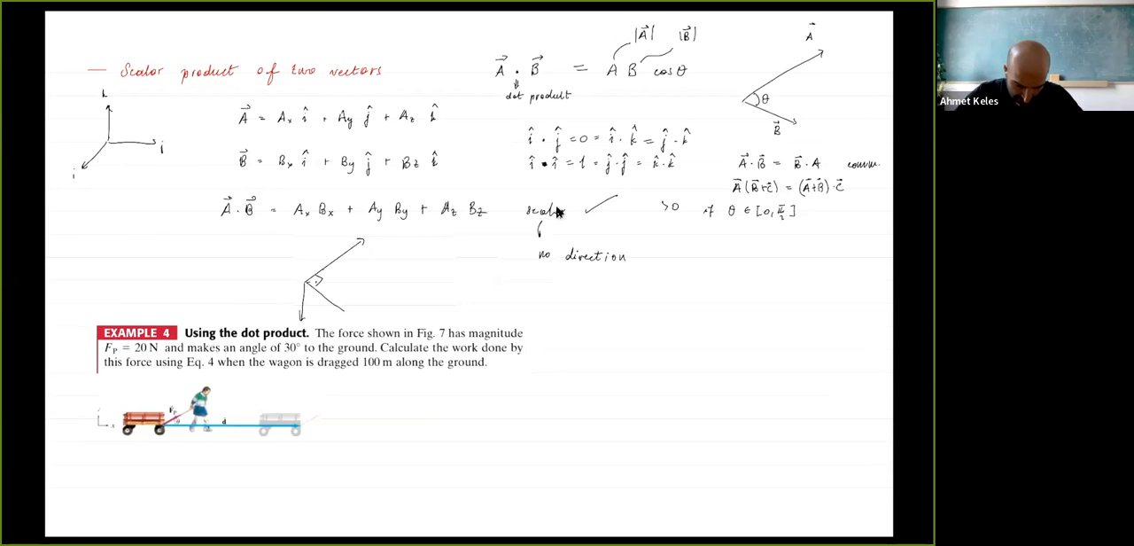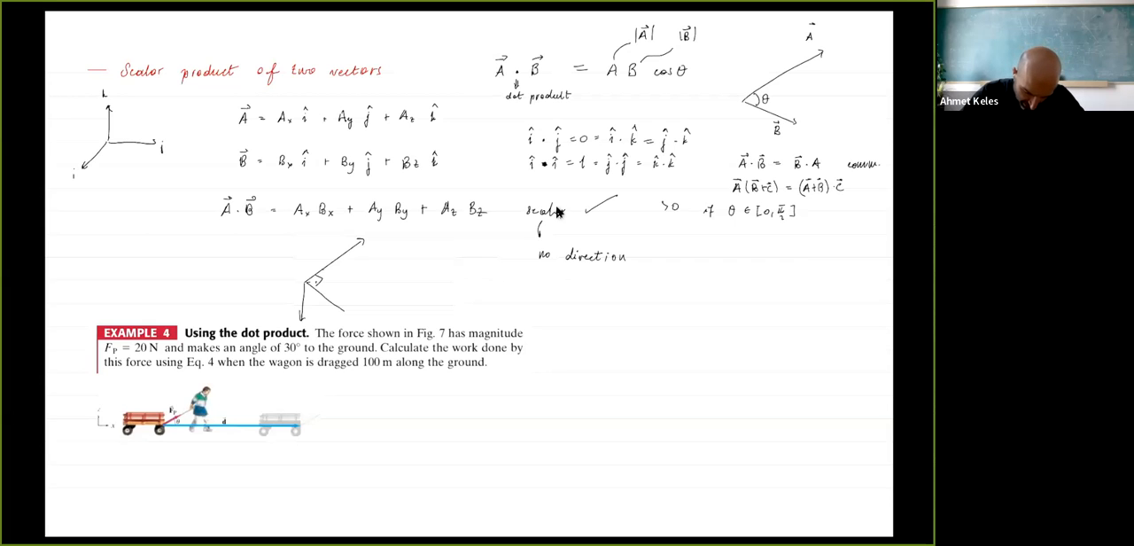Okay, let's go through an example. The force shown in figure 7 has a magnitude of F_P equal to 20 Newton and makes an angle of 30 degrees to the ground. Calculate the work done by this force using equation 4 when the wagon is dragged 100 meters along the ground. I didn't copy equation 4, but it is basically asking us to calculate work using the vectors.